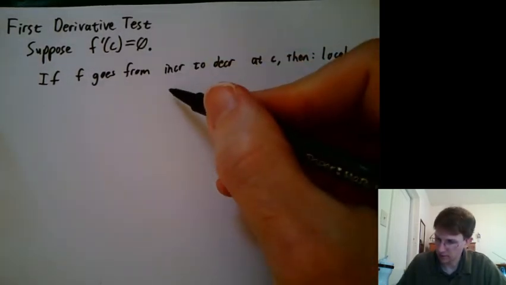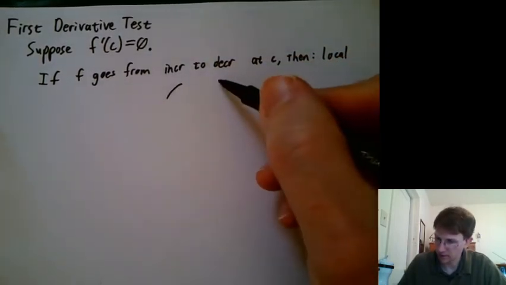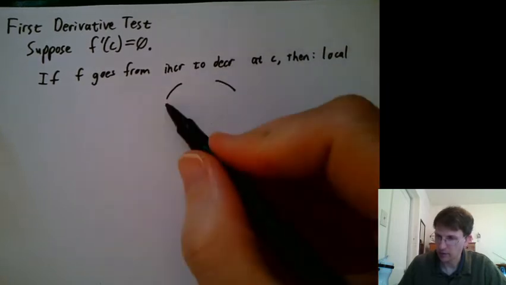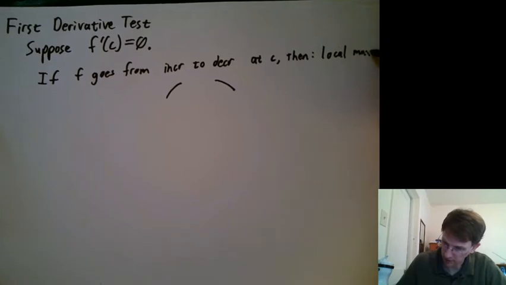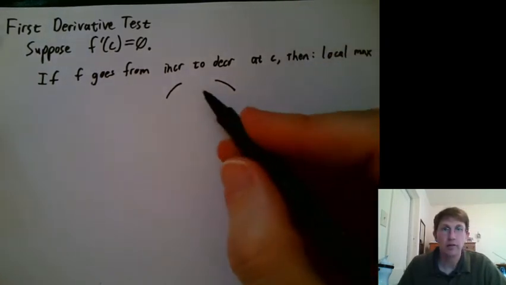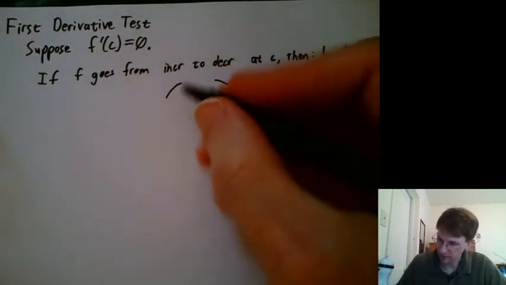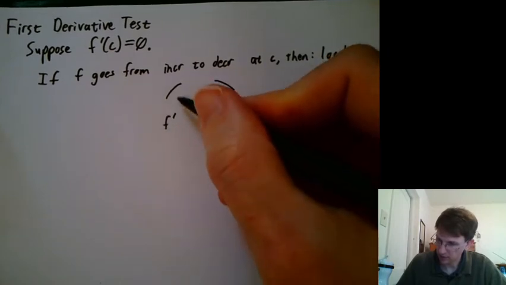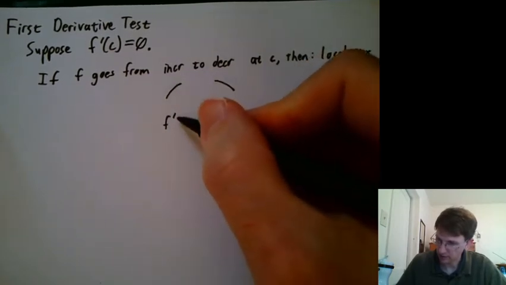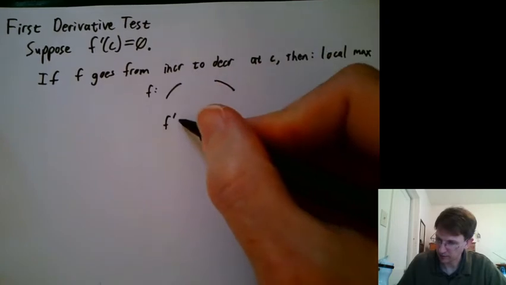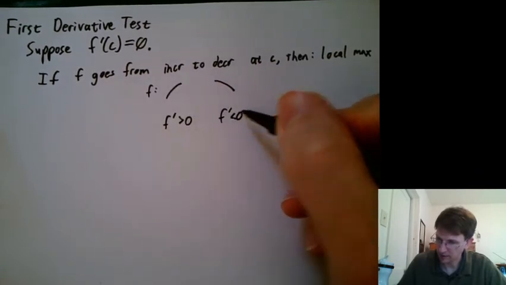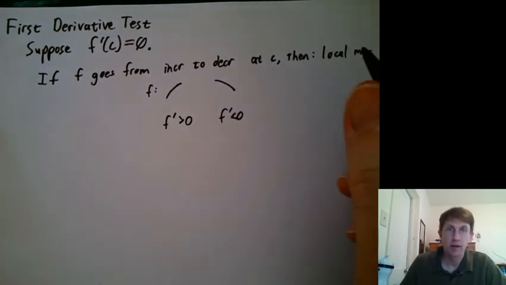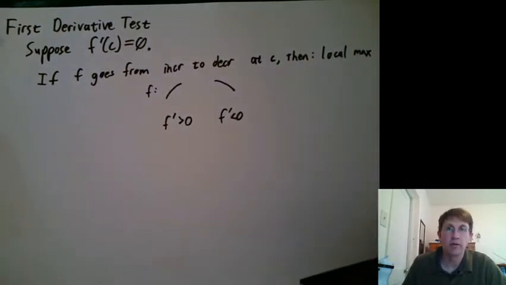Well, I could think of increasing as doing this, and decreasing as doing that. If I'm going from increasing to decreasing, then I'm at a local max, right? What's another way to say increasing or decreasing? We could say f prime is what here? This is f. f prime is positive here, and f prime is negative here. And then what would you write for a local min?